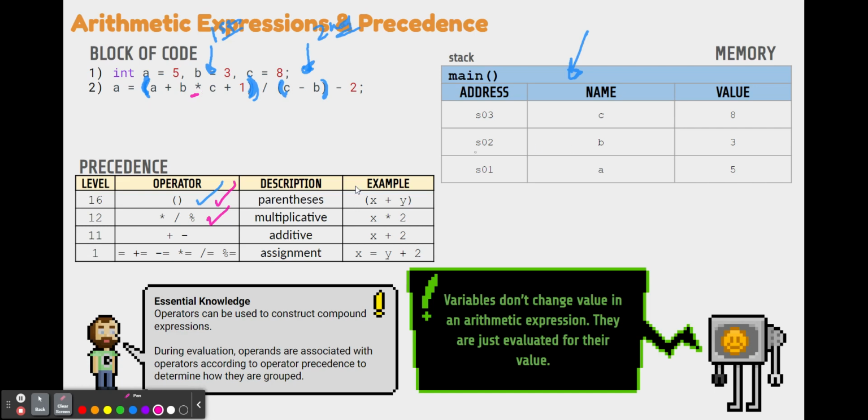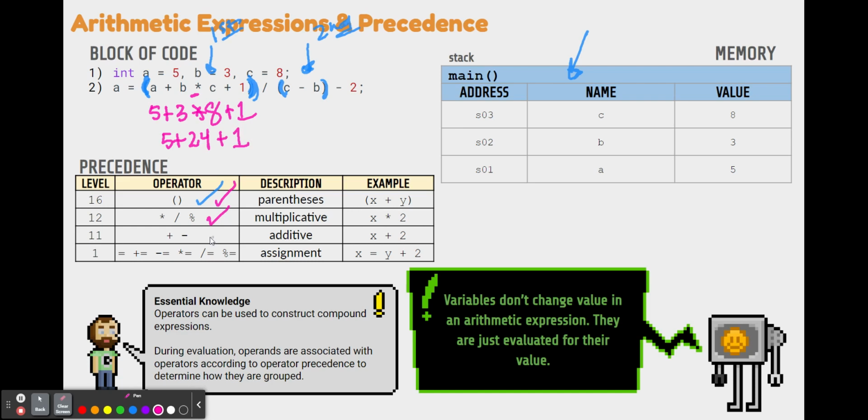So let's go ahead and figure out what these values are. We have an A, which is 5, plus our B, which is 3, times our C, which is 8, plus an integer literal of 1. So that multiplication happens first. So we have 5 plus 3 times 8 is 24 plus our 1.